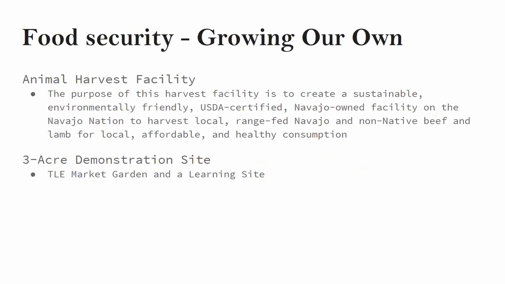So we're working on 2 food initiatives simultaneously. The first one is to bring an animal harvest facility to our region, and that would help sheep producers and cattle producers to have access to the facility so that they could market their meat products. But the ANA project that we have is primarily focused on fresh fruits and produce to develop that type of growing environment in our region. And we have localized that project primarily on our 3-acre demonstration site at TLE.